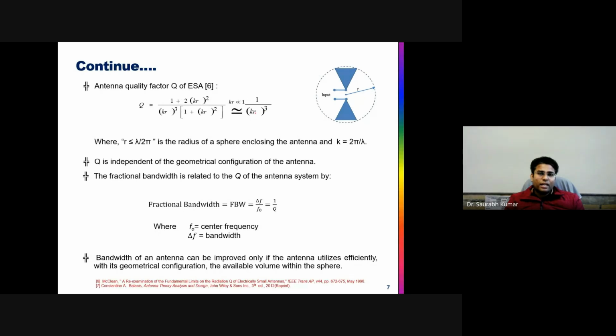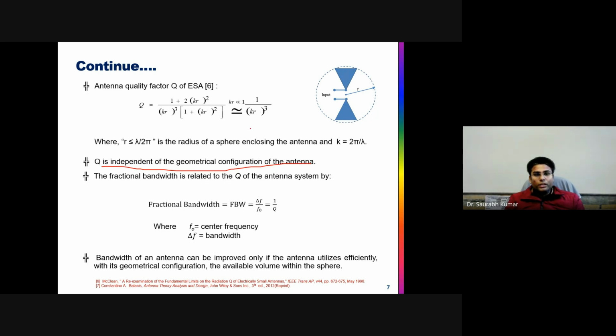So if the antenna dimension is reduced, your quality factor will increase, and your antenna will lose the radiation. Instead of radiating the electromagnetic energy, it will be storing the electromagnetic energy. From here, one can say that the quality factor does not depend on the geometry of the antenna. It only depends on the maximum linear dimension of the antenna. So Q is independent of the geometric configuration of the antenna here.